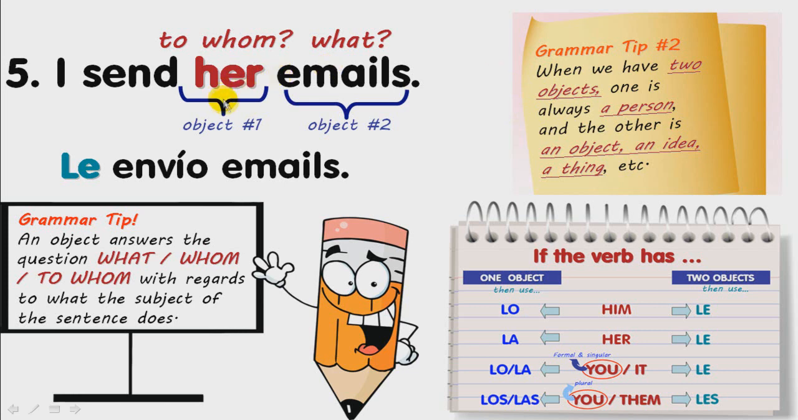When we have two objects, one is always a person, and the other is an object, an idea, a thing. In this case, we can clearly see that this is the person, and this is the thing, the emails.